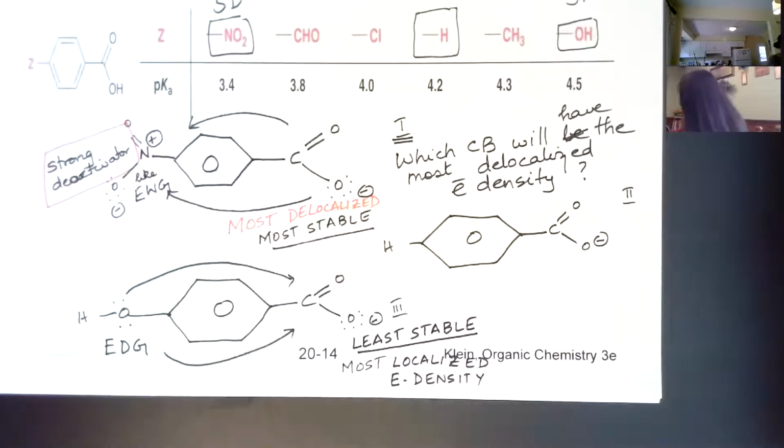So which one will be most acidic? Nitrobenzoic acid or hydroxybenzoic acid? Hydroxybenzoic acid will be more acidic? Than the nitro. Okay, now I'm going home. I said I was going home, Adele, but I'm already home. What is it? The nitrobenzene, because it makes a more stable conjugate base. Okay.